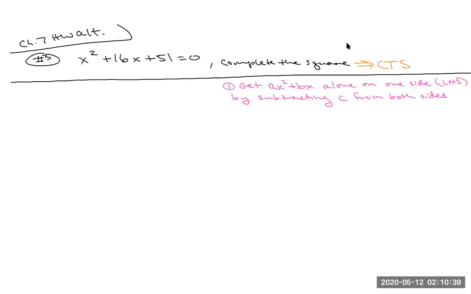Okay, so we have x squared plus 16x plus 51 equals 0. And we're going to subtract 51 from both sides. And that's C, right? Got it. So now notice that I'm going to leave space where C used to be. So I have x squared plus 16x, space, and then equals negative 51 over here.